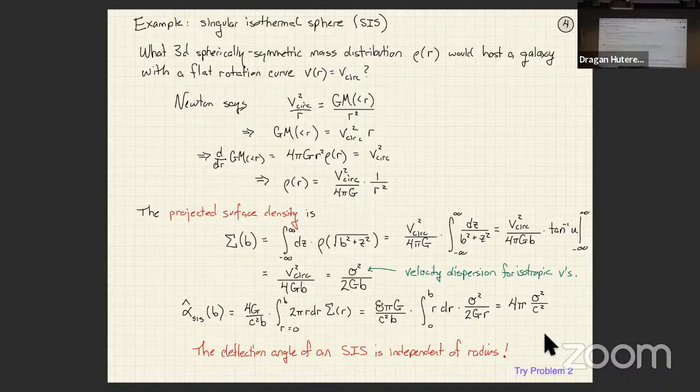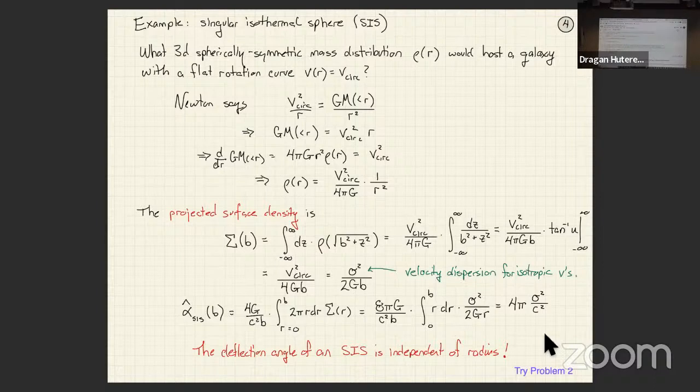All right. So at this point, let's look at the next problem. Let's see if you can figure out the angle that the Milky Way, if approximated by an SIS mass distribution, would bend light passing by it. And the circular velocity of the Milky Way is 220 kilometers per second, roughly. And remember that sigma is √2 smaller than that.